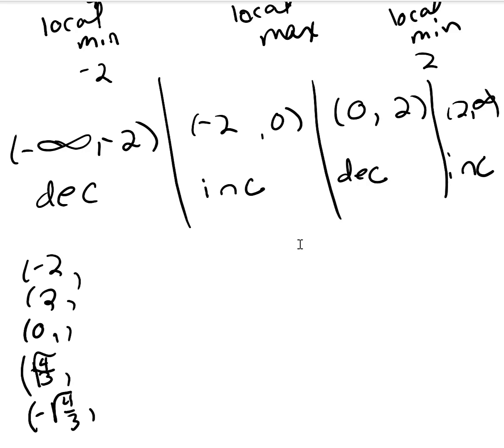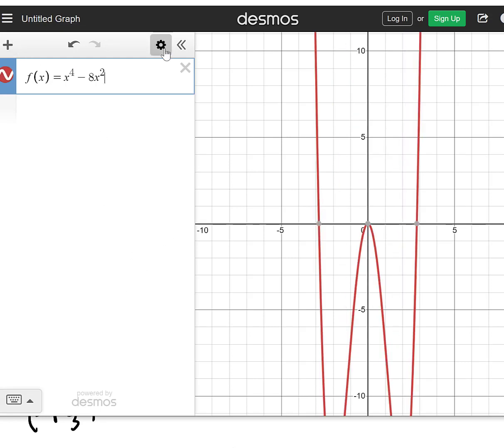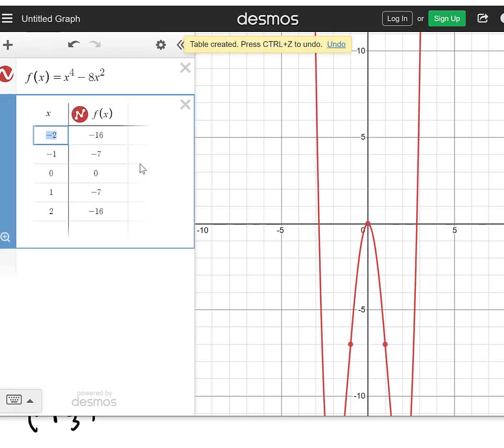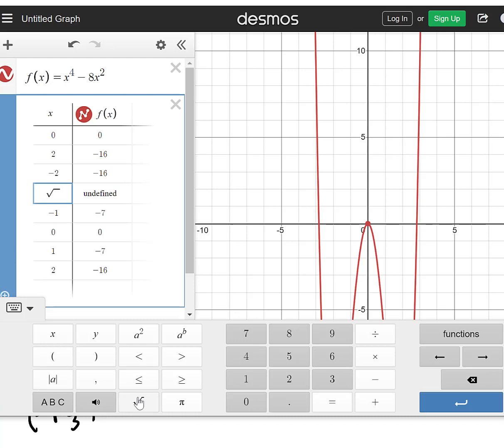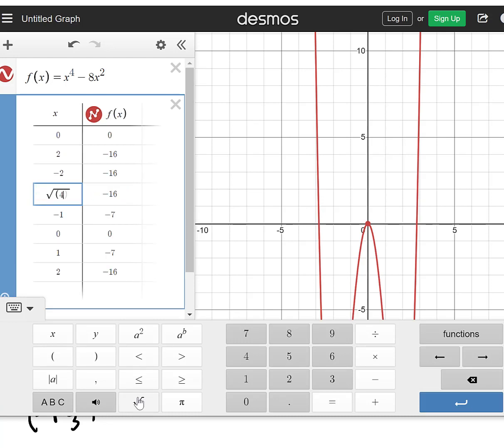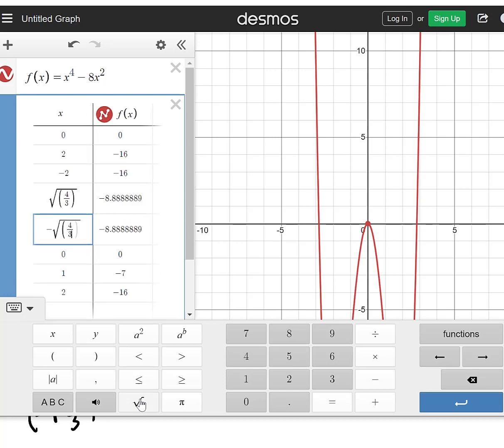To get these, I'm going to use Desmos. I'm going to put the original in and just do a table to get these values. So we'll start with f of x is equal to x to the 4th minus 8x squared. And then I'm going to hit the settings, say make a table, and we're going to put in the values that we wanted to know. So we want to know 0, 2, -2. So I have the square root. I'm going to put a parenthesis 4 divided by 3 to make sure it takes the square root of both of those. And then I can do the same thing for negative the square root, and I'm going to do parenthesis 4 divided by 3.